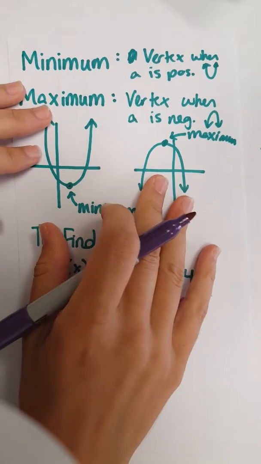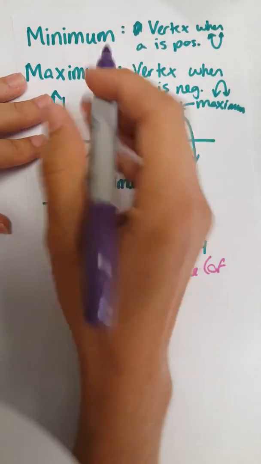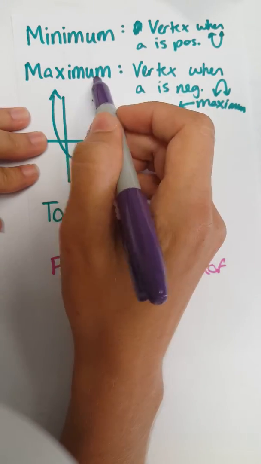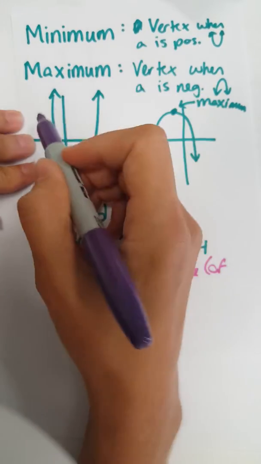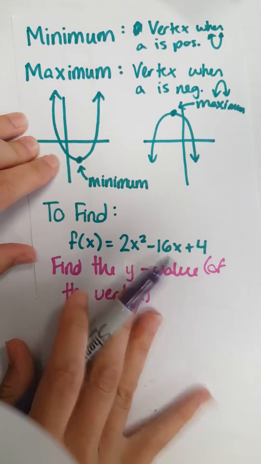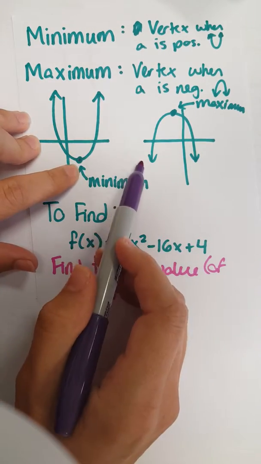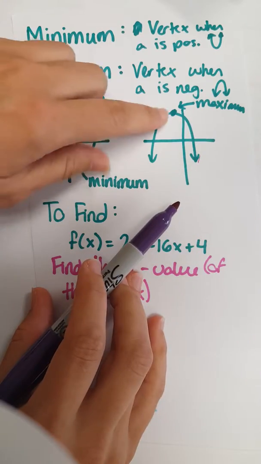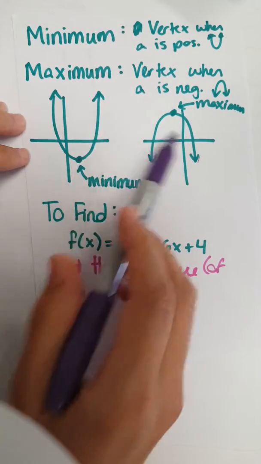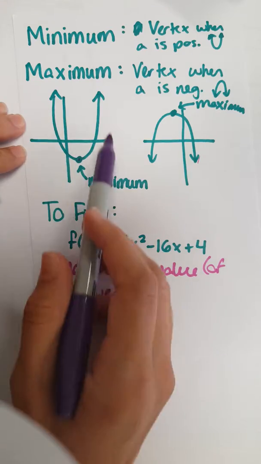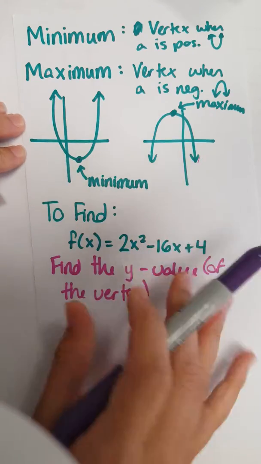Hello, we are going to start off right where we left off yesterday. Yesterday we were talking about the minimum and the maximum. So if we have our parabola that opens up, the minimum is the lowest point, which is the vertex. If it opens down, the maximum is the highest point, which is the vertex. So in both cases, it's the vertex. It just depends on which way it's opening, okay?